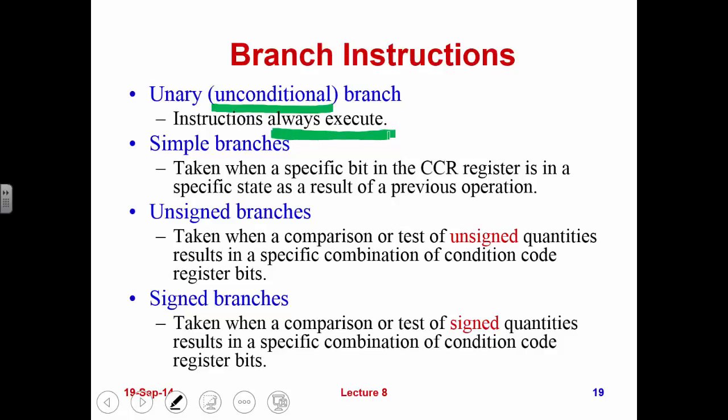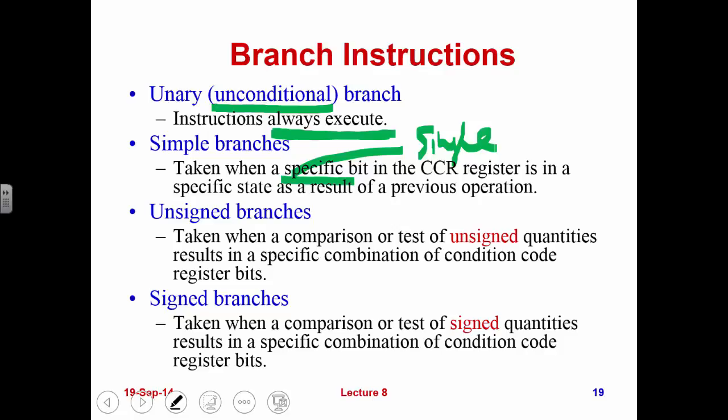Simple branch means what? It takes one specific bit. Okay, in general, a single bit in the condition code register, in a specific state as the previous operation. You check only a single bit. So that's quite simple. That's why I call it simple branches.